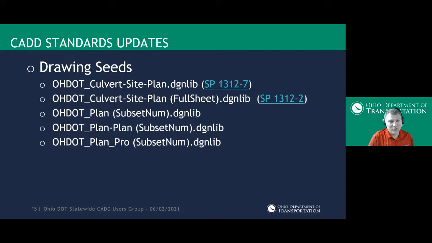The bottom 3 bullets there are for plan sheets with subset numbering. So if you have a right-of-way plan or traffic control plan where you do the subset numbering, those will place that border in there instead of the other title blocks without the subset. So there's just 3 of those options there.